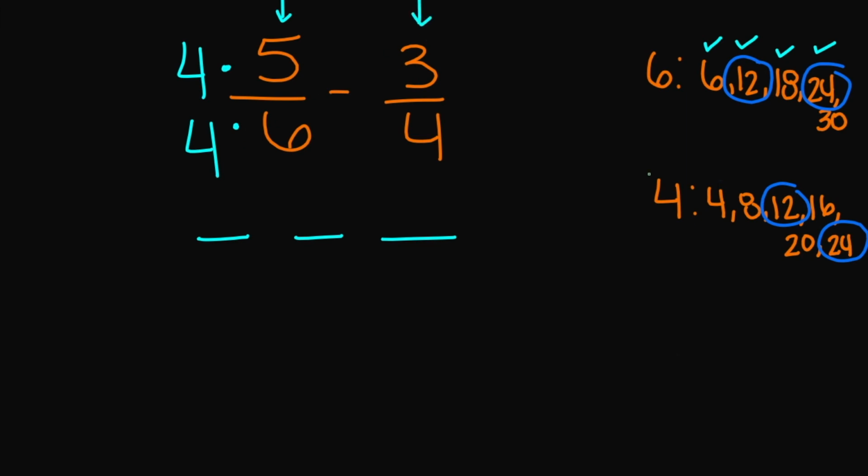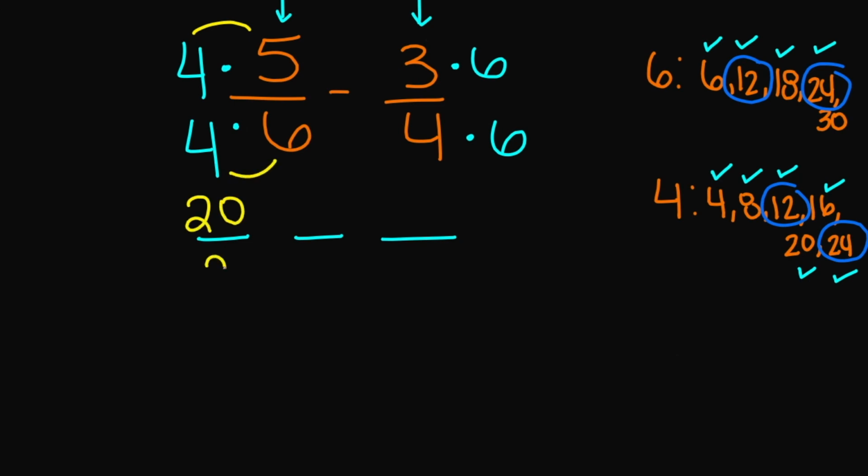We're going to look here. What number do I need to multiply my 4 with to get 24 in the denominator? So that's going to be 1, 2, 3, 4, 5, 6. So that means I'm going to multiply top and bottom by the number 6. Now we're going to multiply. So 4 times 5 is 20 over 4 times 6, that's 24, minus 3 times 6 is 18 over 4 times 6 is 24. Now that my denominators are the same, I'm going to subtract my numerators.